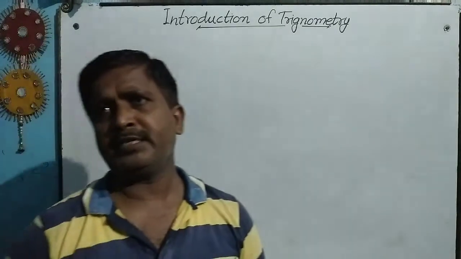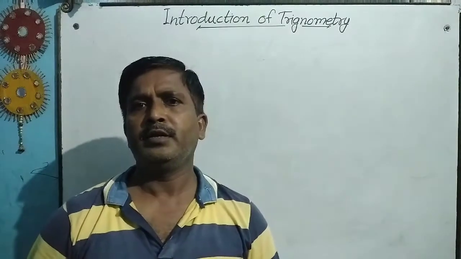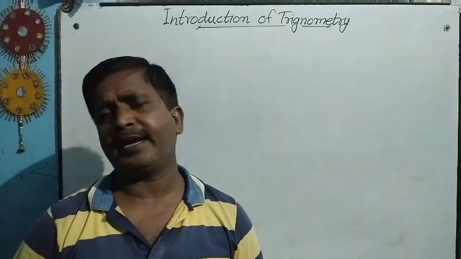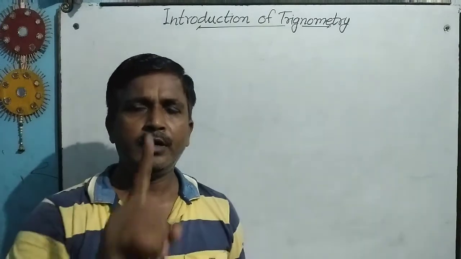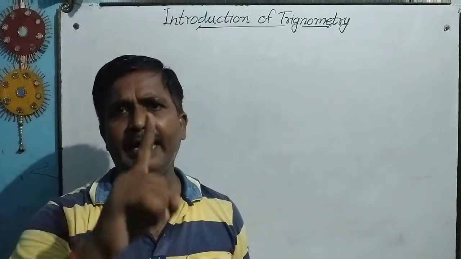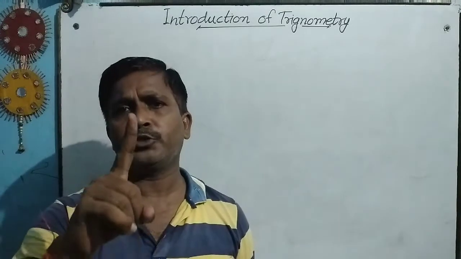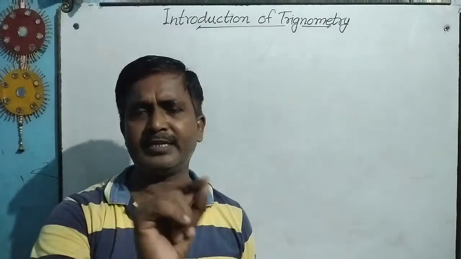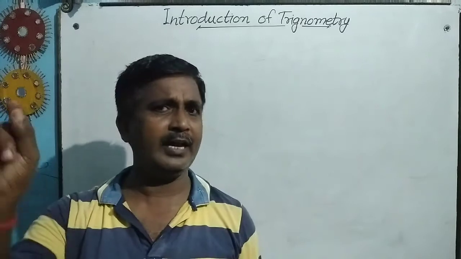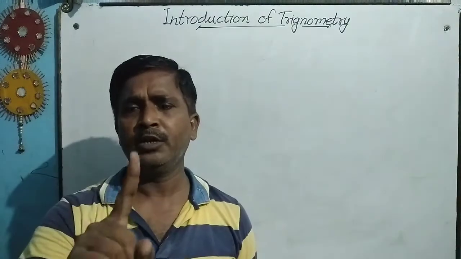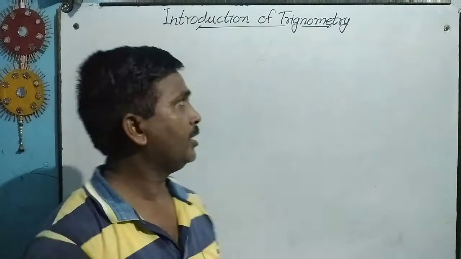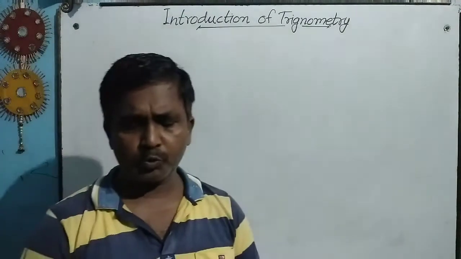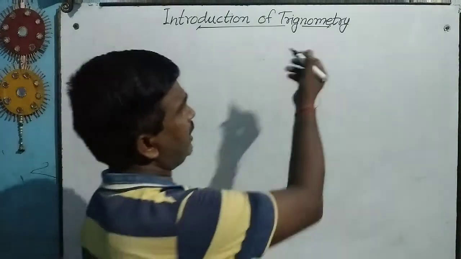Listen here, this trigonometry is based upon the right angle triangle, in which at least one angle should be of 90 degrees. Since this triangle has one angle of 90 degrees, it is known as a right angle triangle. So how can we come to know about this branch?